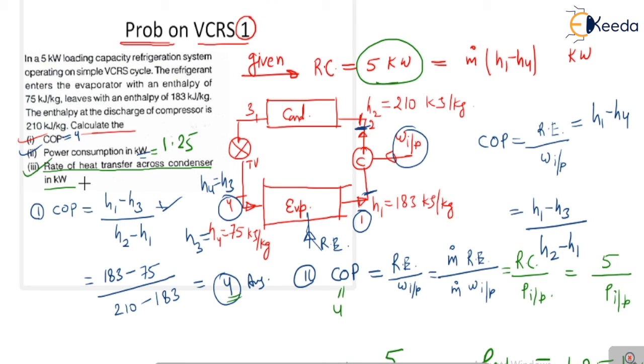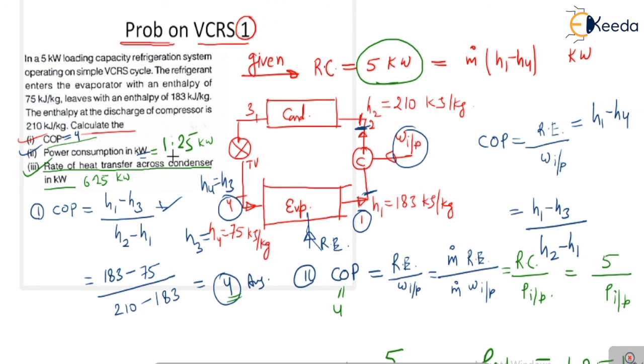So here the final answer is what? 6.25 in kilowatt, and here also in kilowatt. Is it right? So the first answer is COP equal to 4. Power consumption in kilowatt is 1.25, and the rate of heat transfer across the condenser is 6.25.